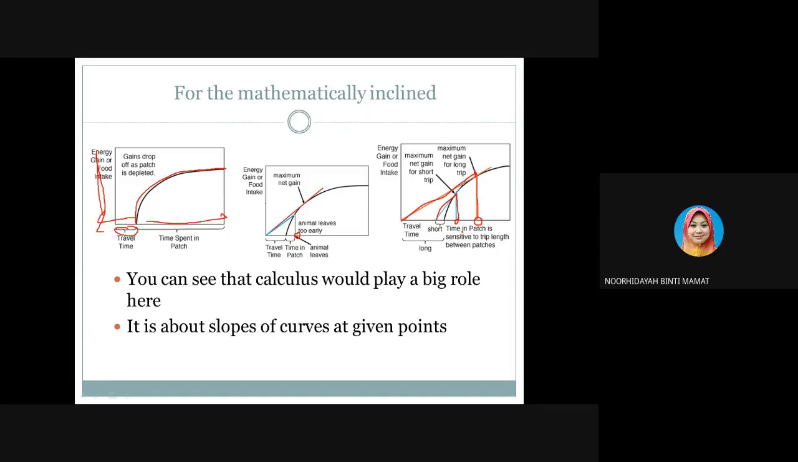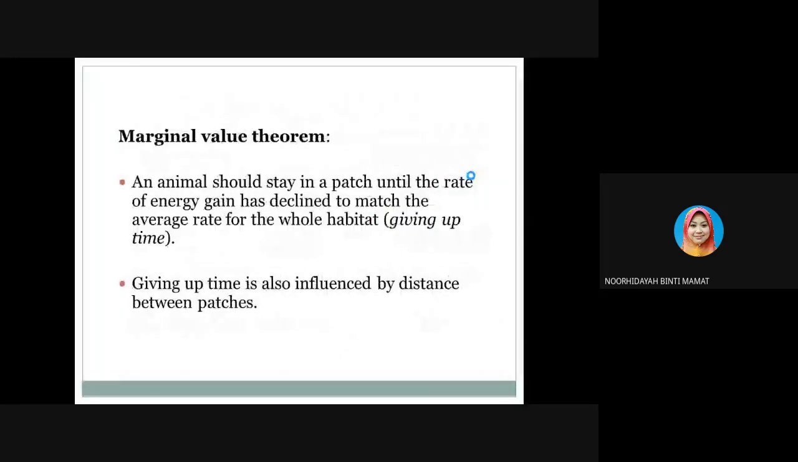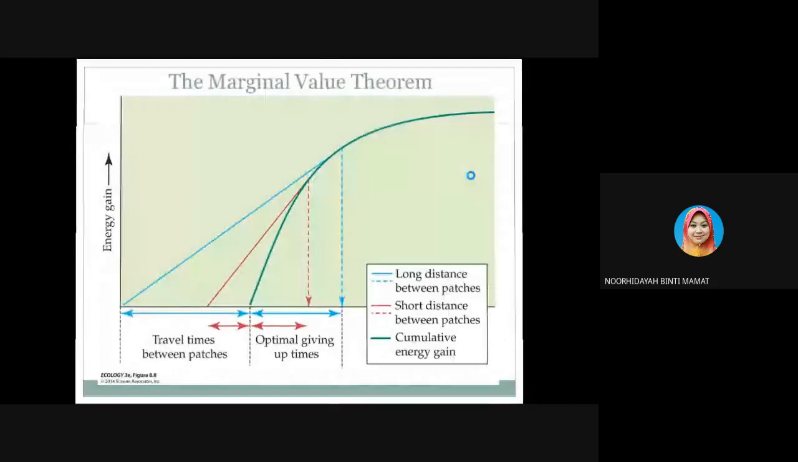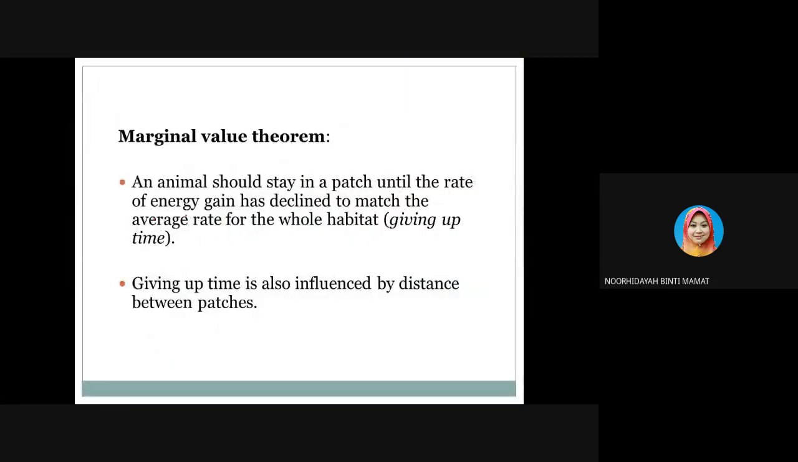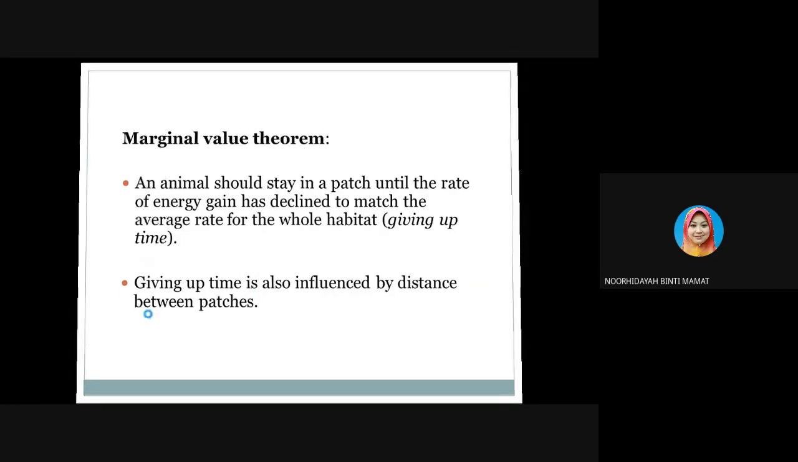This is about the slope of the curve at a given point, which is the point where the animal will get the maximum net gain. An animal should stay in the patch until the rate of energy gain has declined to match the average rate for the whole habitat. We call this the giving up time. The giving up time is also influenced by the distance between the patches, as you can see from here.